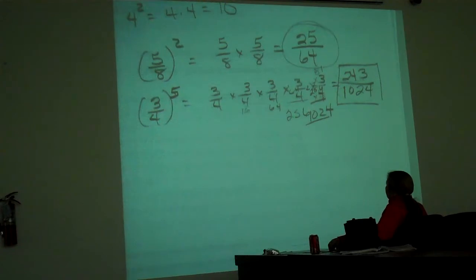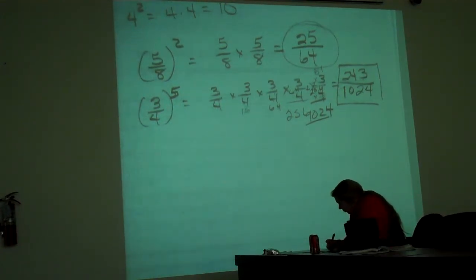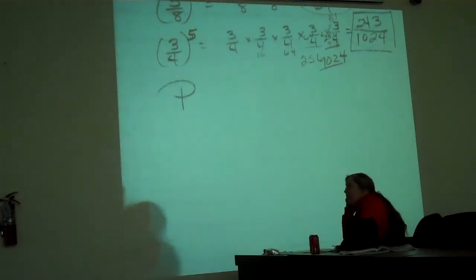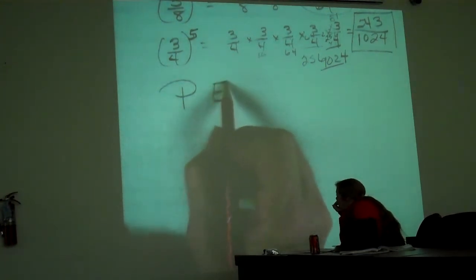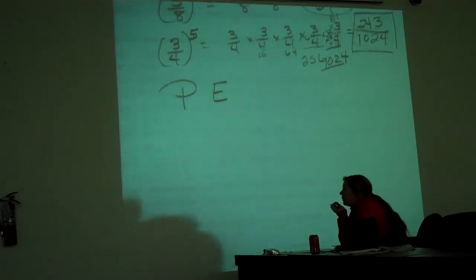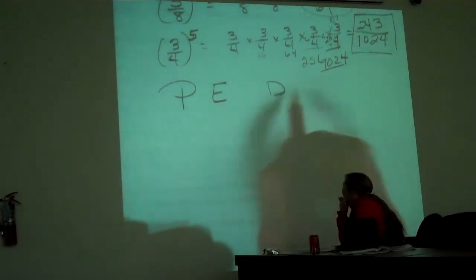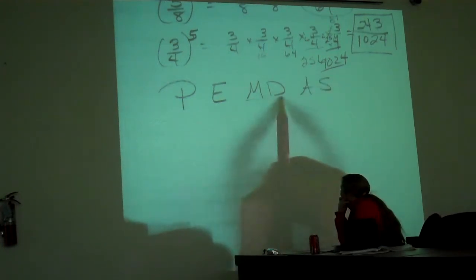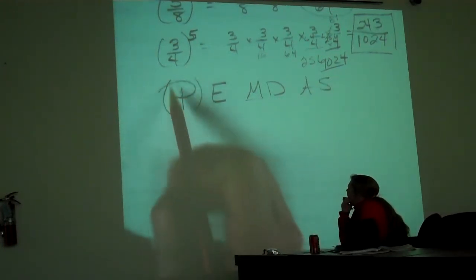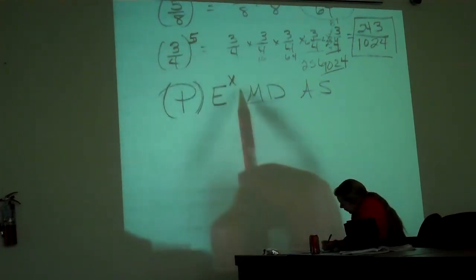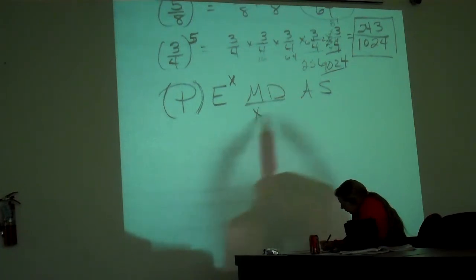How about using the order of operations using fractions? What was the order of operations? Parentheses. Do you remember the words that go with this? Please excuse my dear Aunt Sally. Okay, this is parentheses, right? This is exponents, which is these things we just did. This is multiply and divide.